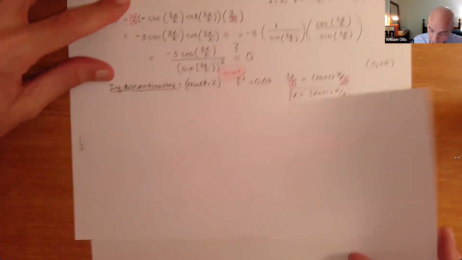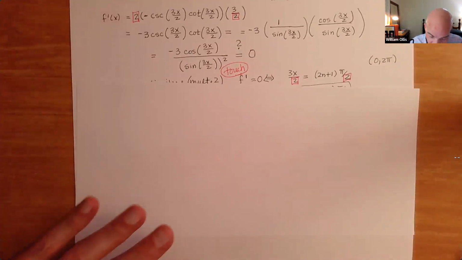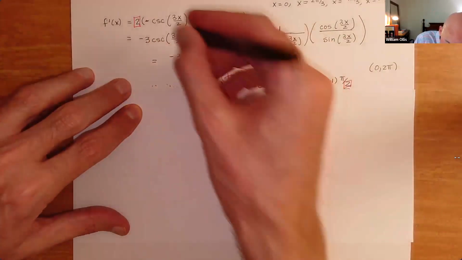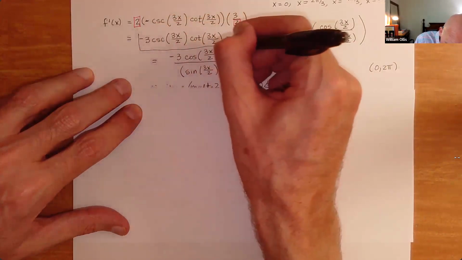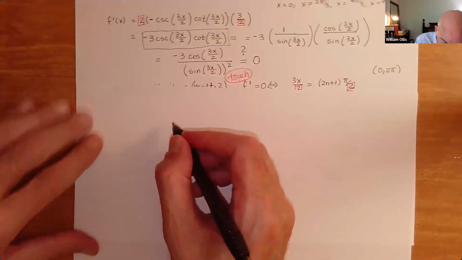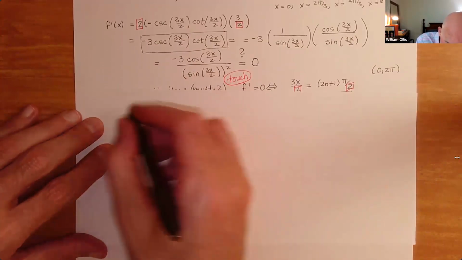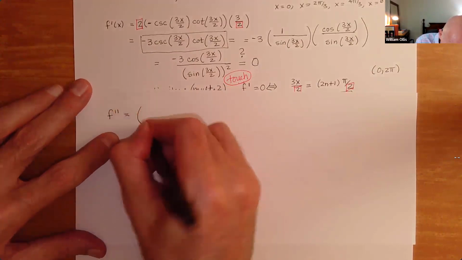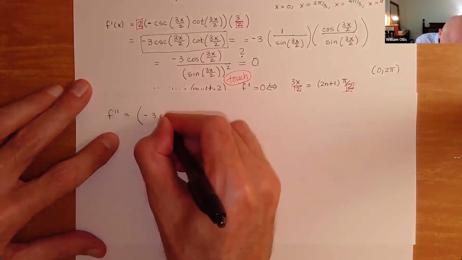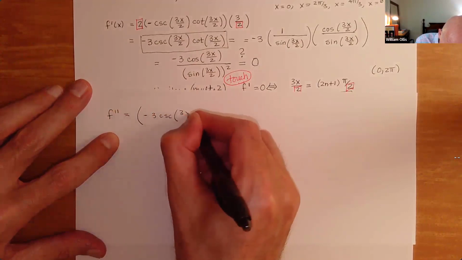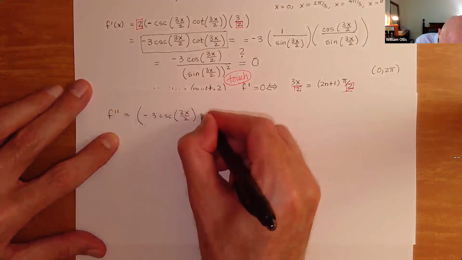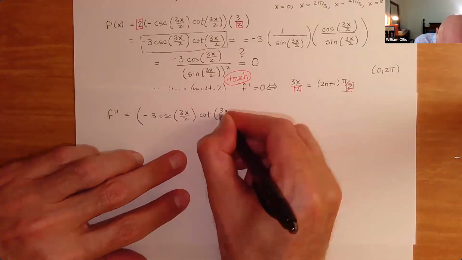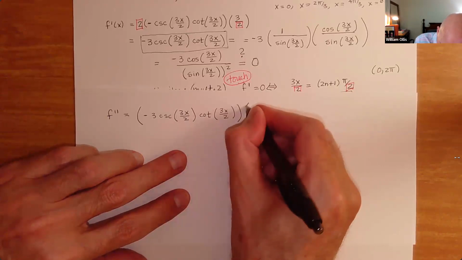Now, what we want to do, and let's just choose the easiest one because we're going to be lazy about this. We're just going to go up to here and use this one because it's not factored and we don't want to spend too much time. So let me write this down while we have this in front of us. So we'll say F double prime, and I'll just put this in the parentheses, -3 cosecant 3x over 2 cotangent 3x over 2. We're going to take the derivative of that.